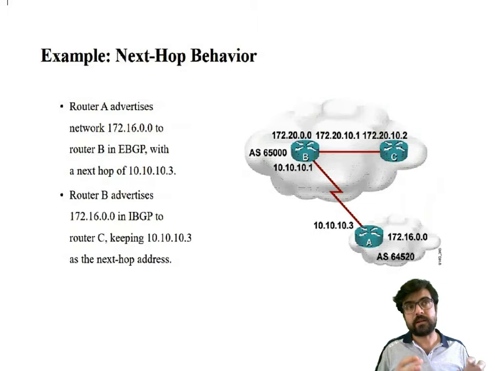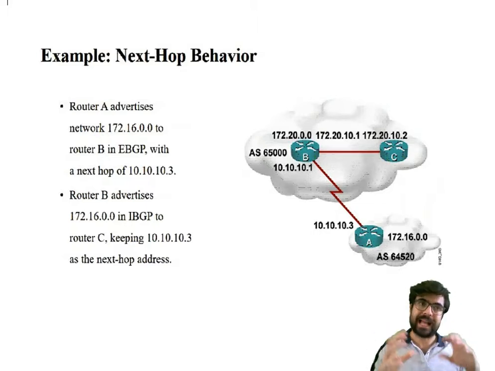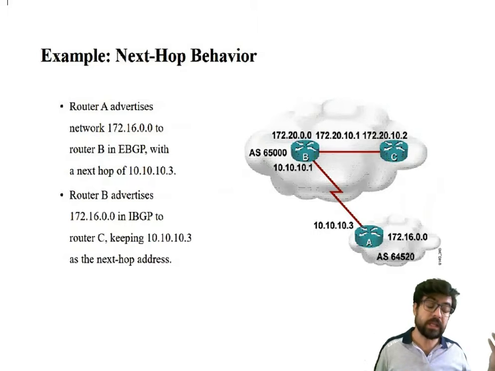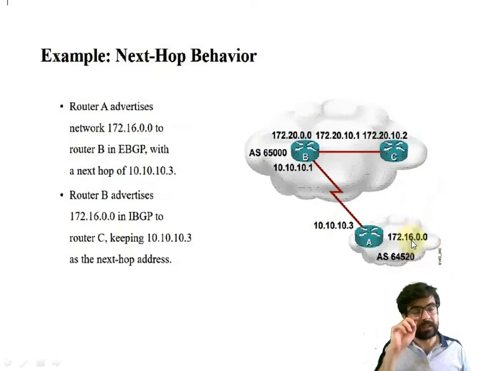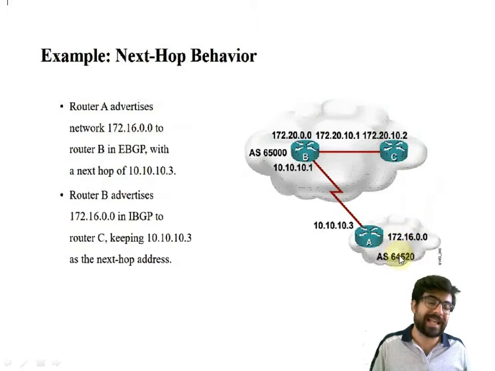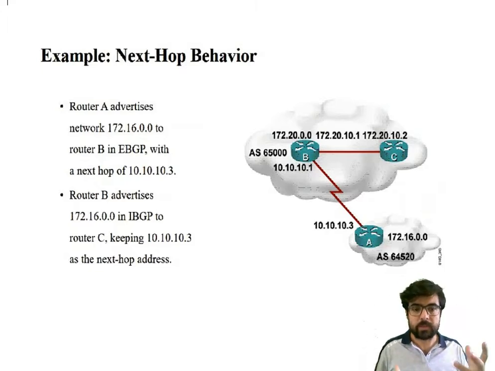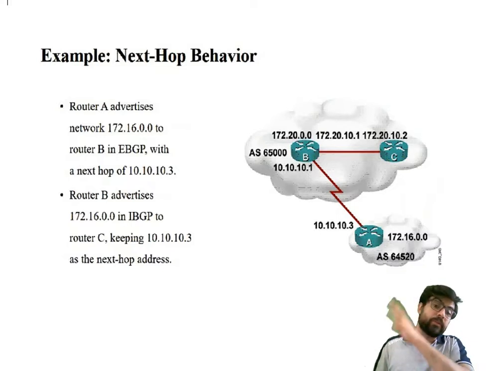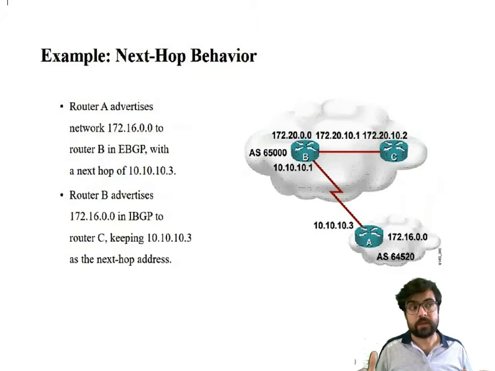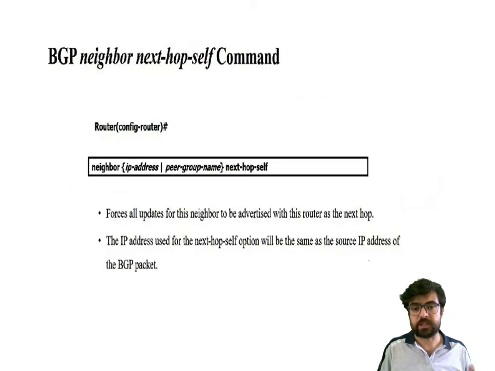The second thing: these are two different AS numbers, two different clouds, and these networks, 172.16.0.0 or 10.10.10.3, are internal or private networks of this AS, 64.52.0. So it's not very logical or common to advertise all of your internal networks through a different router in a different AS, which is not near you or not reachable to you. For the sake of security, it is not logical to do that.